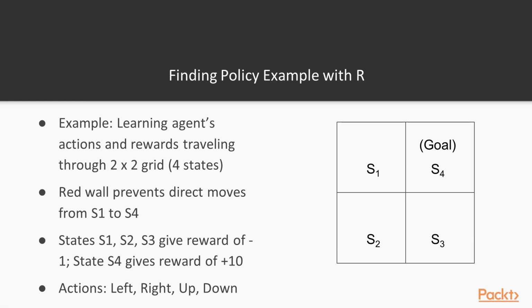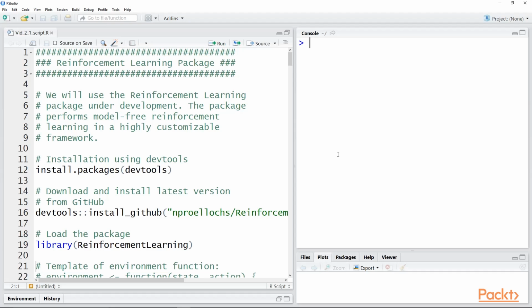Notice also this red line separating S1 and S4, which is the goal and the high reward of +10. This means this is a boundary within the grid. The agent cannot move directly from S1 to S4, but the agent can move from S1 to S2, S2 to S3, S3 to S4.